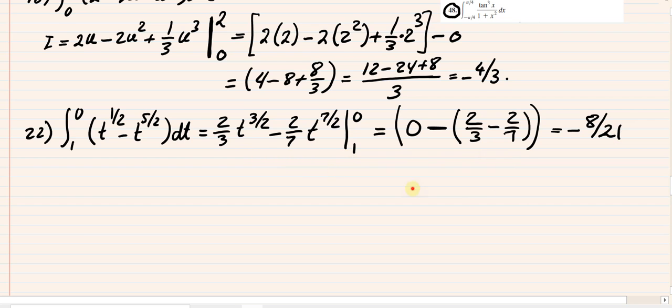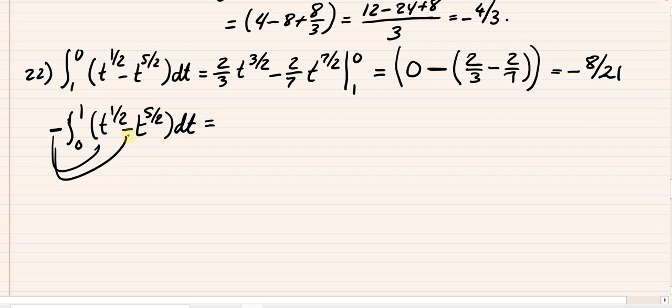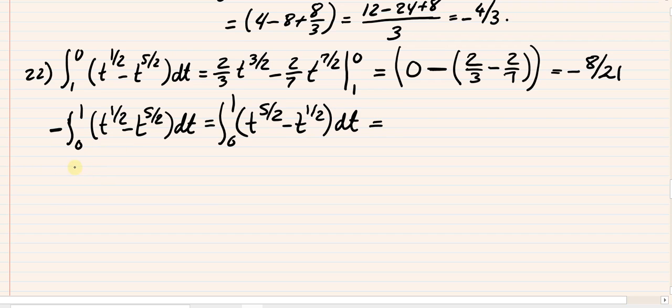Now had I swapped the order of integration, we're done with this, but just to show you, you put a negative here, right? Of t to a half minus t to 5/2. And of course, now move the negative throughout. That's going to be the integral from 0 to 1 of t to 5/2 minus t to a half dt. I'm just showing you how you get the same numbers by switching the order of integration, but you've got to remember, put negative in front.